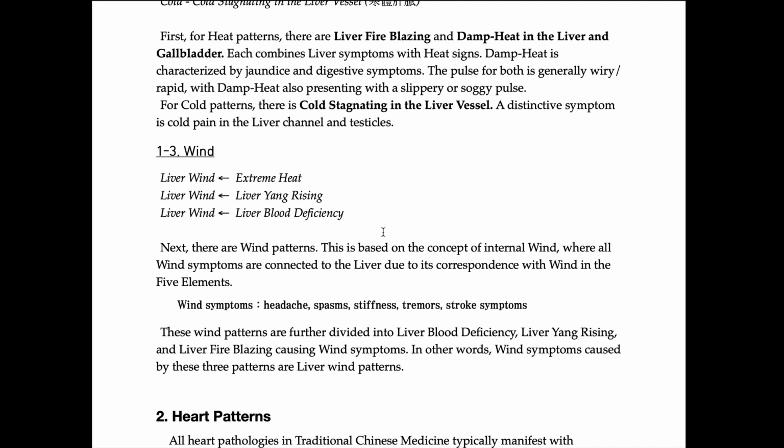Next, there are wind patterns. This is based on the concept of internal wind, where all wind symptoms are connected to the liver, due to its correspondence with wind in the five elements. Wind symptoms: headache, spasms, stiffness, tremors, stroke symptoms. These wind patterns are further divided into liver blood deficiency, liver yang rising, and liver fire blazing, causing wind symptoms. In other words, wind symptoms caused by these three patterns are liver wind patterns.